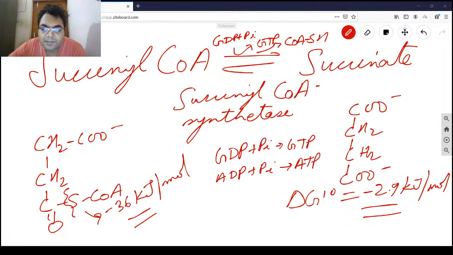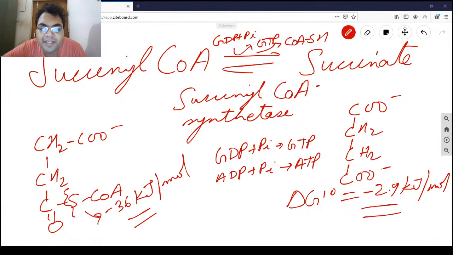So the thing is, that is how the reaction goes on. Now this is the reaction. Now what will happen is, you have produced succinate. Now you have been able to produce succinate.